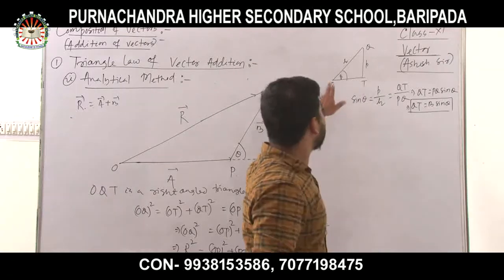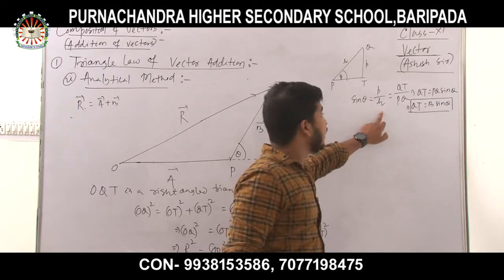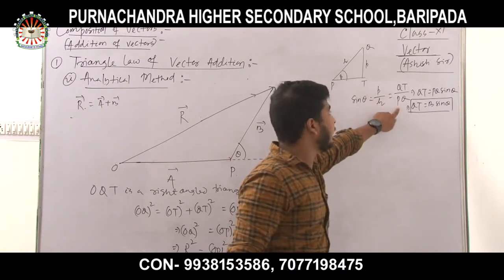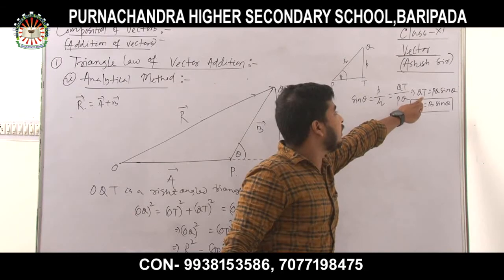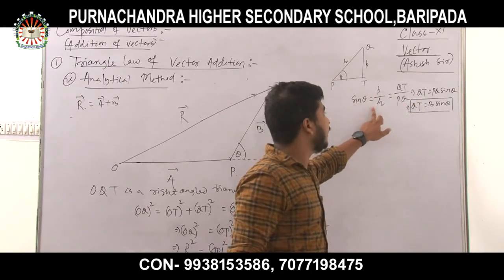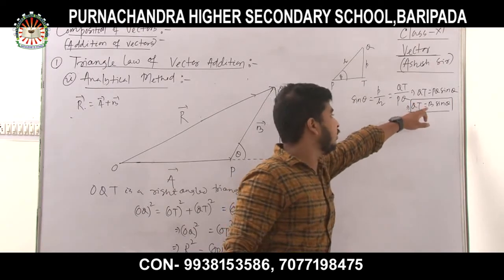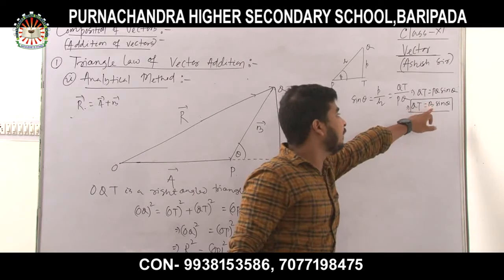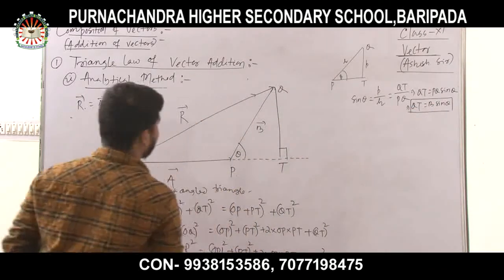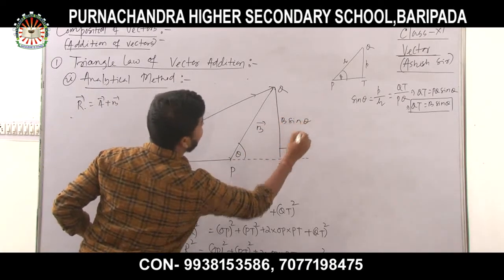Look, this is the right angle triangle PQT. This is theta. So sine theta is equal to P upon H. P is QT and H is PQ, so QT by PQ. PQ comes to the left side and will multiply with sin theta. QT is equal to PQ sin theta. The value of PQ is B, so I have written B in place of PQ. So the value of QT is B sin theta.